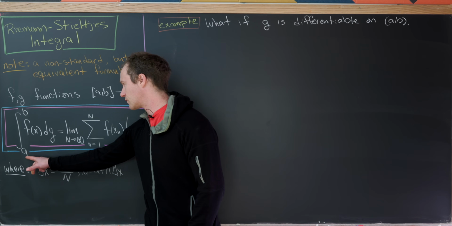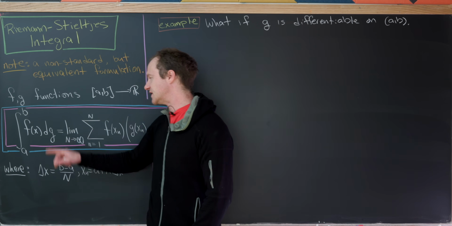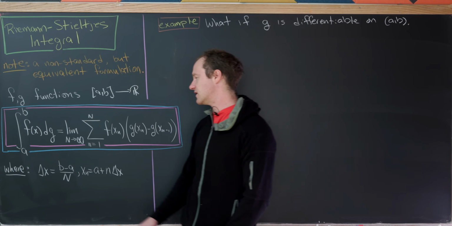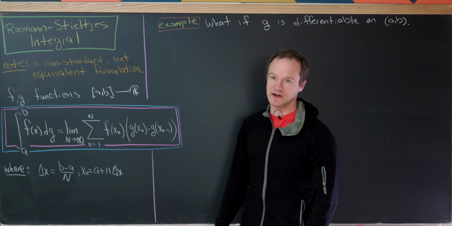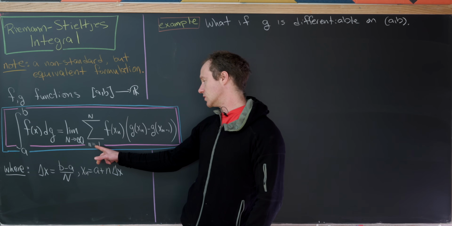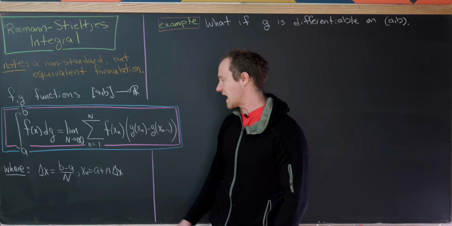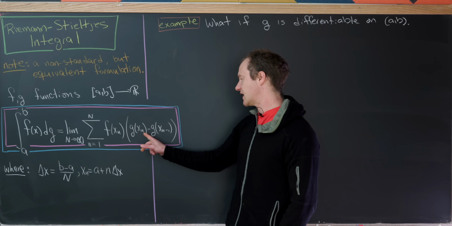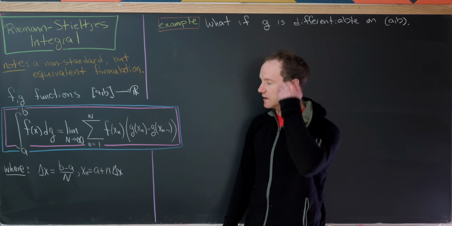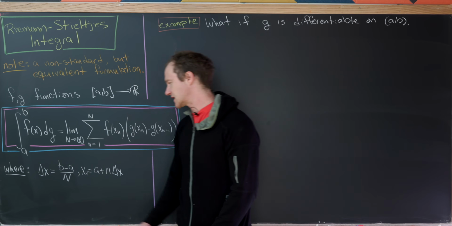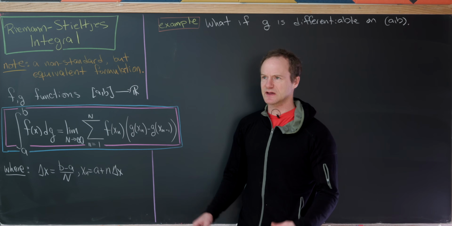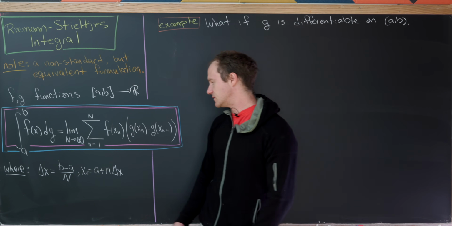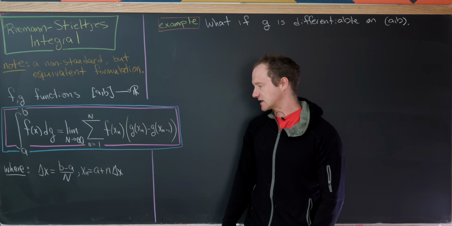Then we'll define the integral from a to b of f(x) dg, so that's like the integral with respect to the function g, as the limit as capital N approaches infinity of the sum as lowercase n goes from 1 to capital N of f(x_n) times the quantity g(x_n) minus g(x_{n-1}). And here we're going to take delta x to be (b minus a) over capital N. So that's like the length of each subinterval. And then we'll take x_n to be a plus n times delta x.